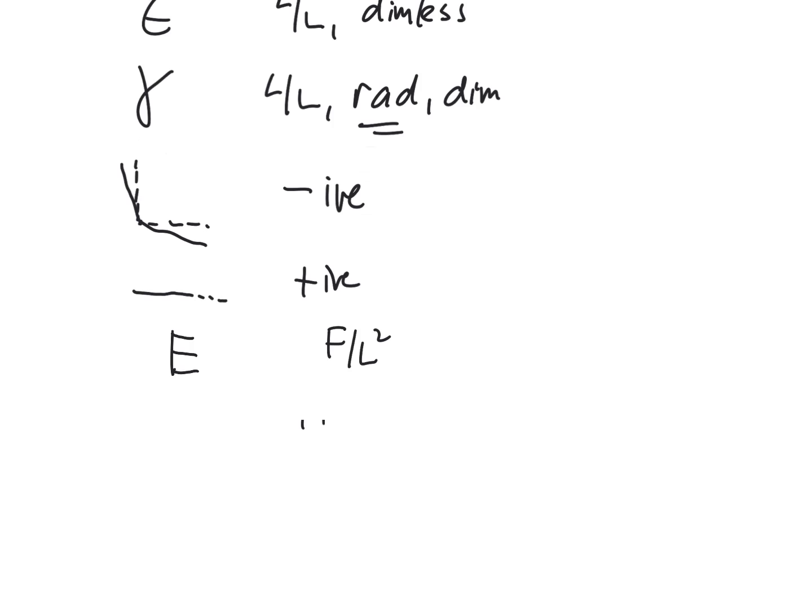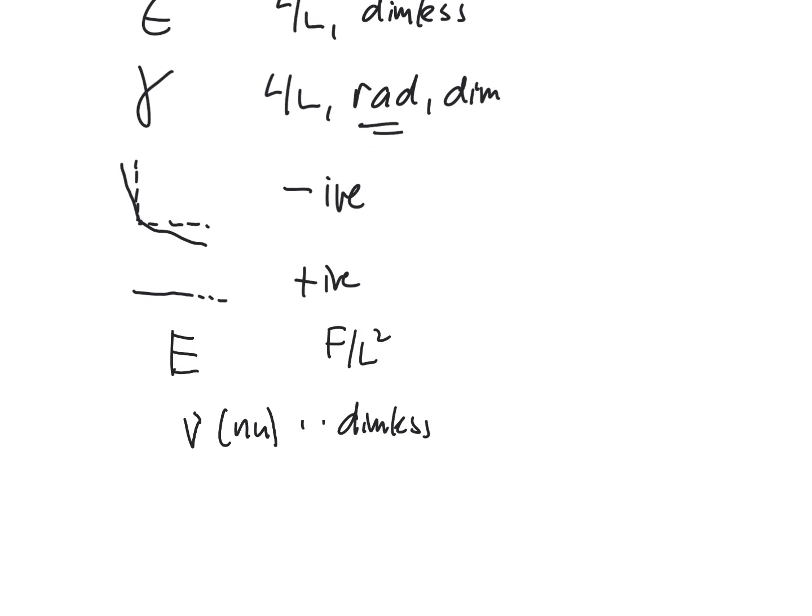What is the symbol for the Poisson ratio? The symbol for the Poisson ratio is nu. What are the dimensions of the Poisson ratio? None. Now you could say length per length over length per length. What a waste of talking. So it's better to say it's dimensionless. Remember, it's a ratio of strains.